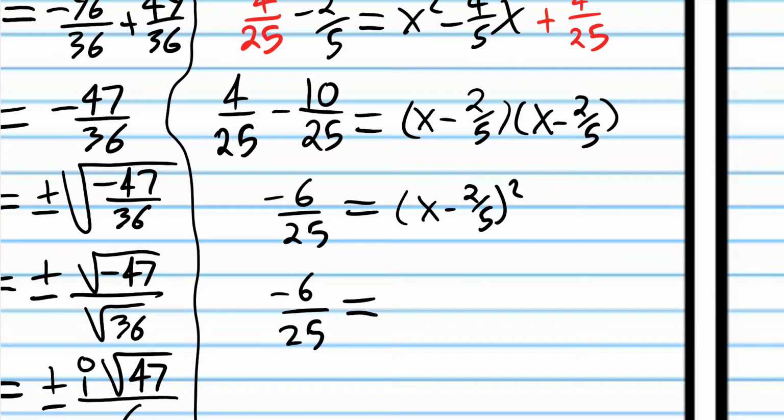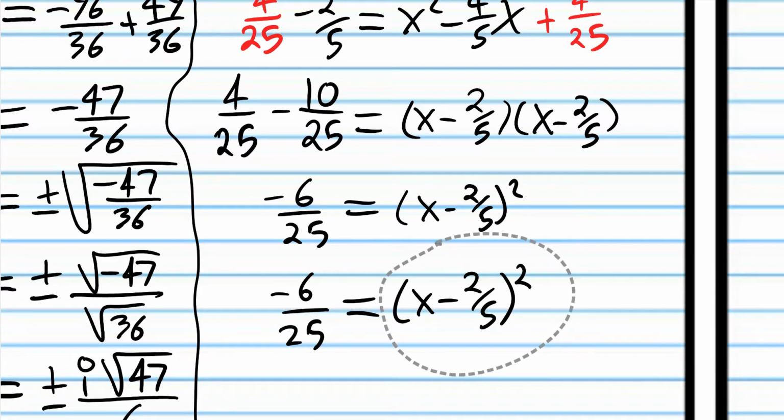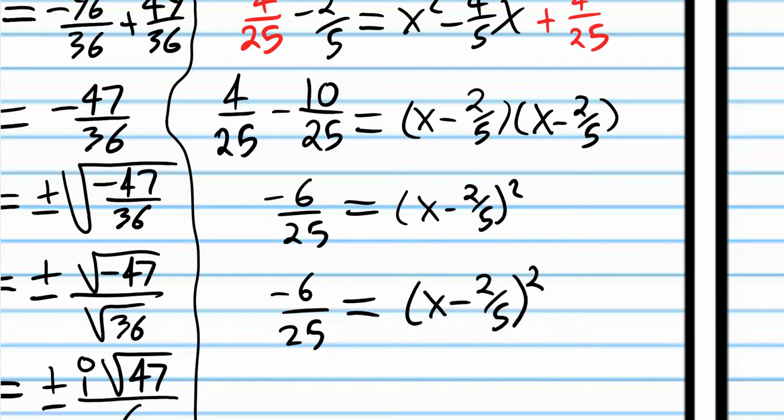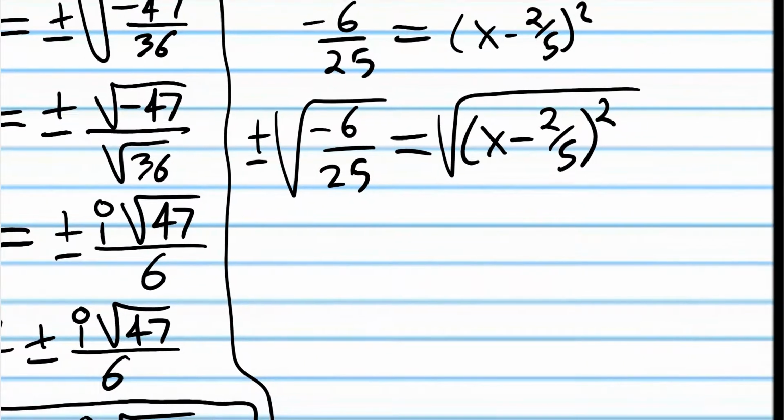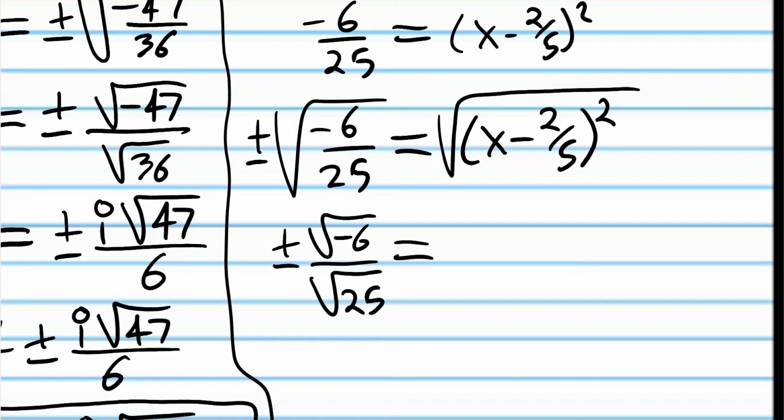So now we want to get rid of that square, that exponent there. So we have to square root to get rid of the second power here. And remember, always put plus or minus on the other side of the equation, the side opposite the variable. Okay, so now we have plus or minus root negative 6 over root 25 equals x minus 2/5.